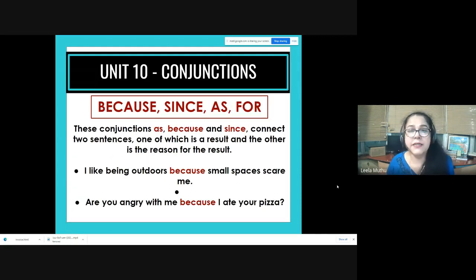Now let's look at another set of conjunctions: because, since, as, and for. So these conjunctions, as, because, since, they connect two sentences. You say the first sentence, and that's part of the sentence. The first part happened because of the second part. For example, I like being outdoors. This happened because small spaces scare me.